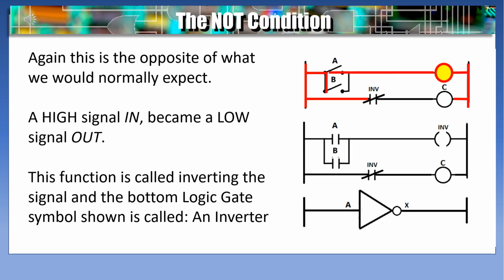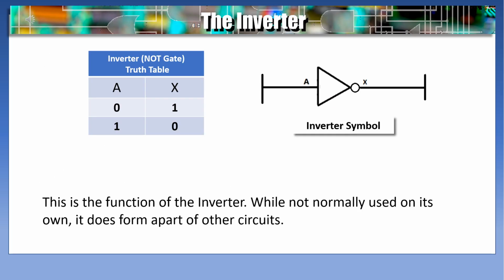Again, this is the opposite of what we would normally expect. Here, a high signal in became a low signal out. This function is called inverting the signal, and the bottom logic gate symbol shown is called an inverter. The truth table for the NOT gate or inverter shows the output will always be the opposite of the input. This is the function of the inverter. While not normally used on its own, it does form a part of other circuits.